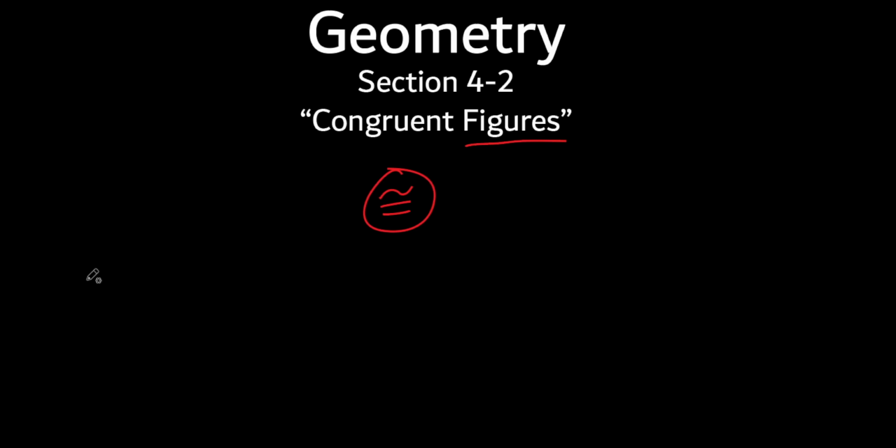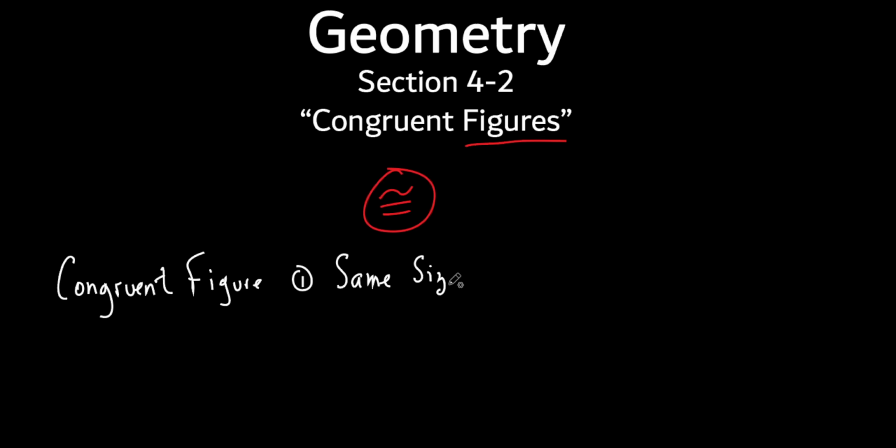Basically, it's two things. If I have a congruent figure, there are two things that are going to be true about it. The first thing, they're going to have the same size. All right, so you're not going to have a bigger one and a smaller one. They're going to be the exact same size. And number two, they're going to be the same shape.